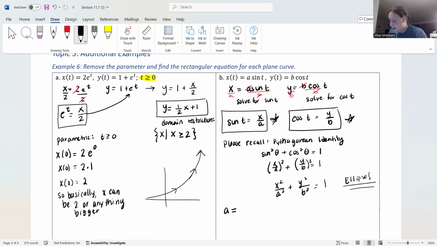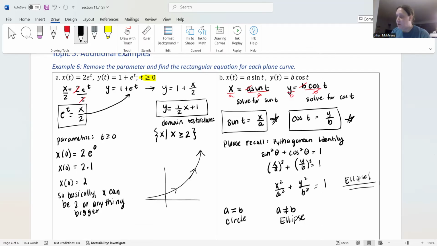If A is equal to B, it would be a circle. Whatever your values for A and B are, if they're the same thing, you're traveling the same distance in the A direction as you are in the B direction, and you've got a circle. If A is not equal to B, then you have an ellipse.